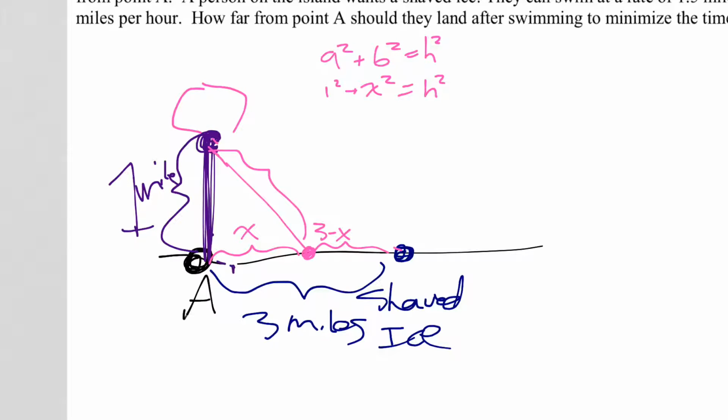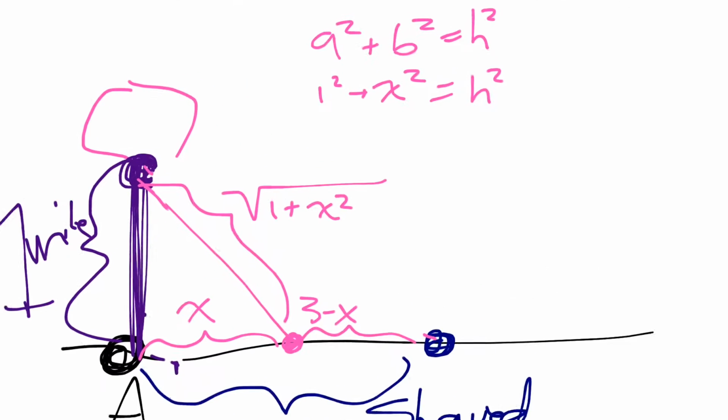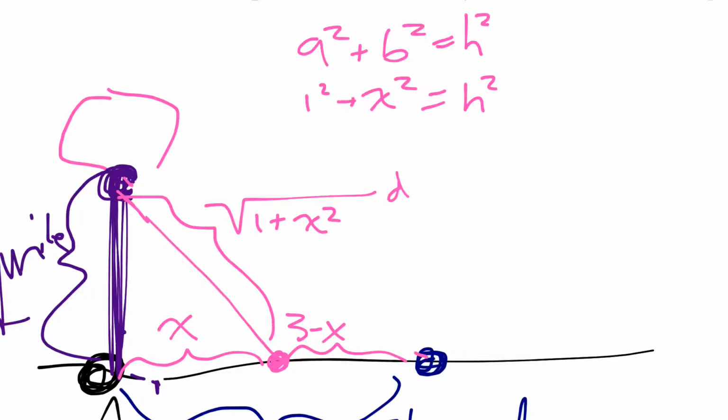So what then equals our hypotenuse? Well, square root of that. So that can be expressed as the square root of 1 plus x squared. I hope you see that. It's a little bit of geometry. Okay, cool. What now? Well, now we have an expression. The square root of 1 plus x squared represents the distance to swim.